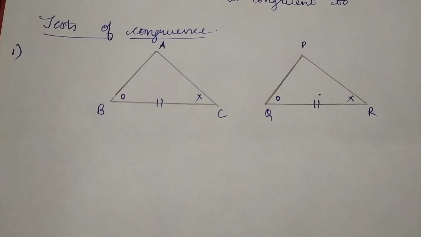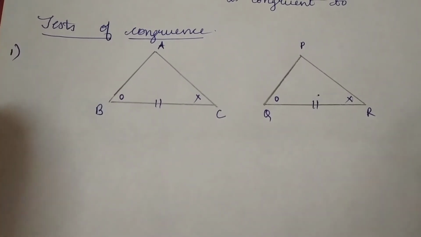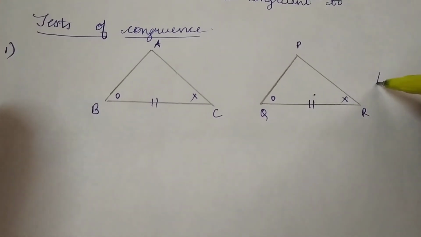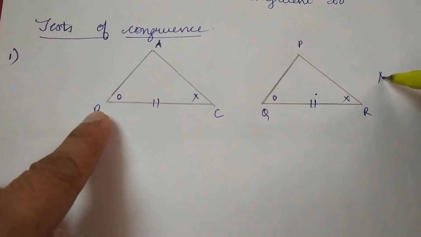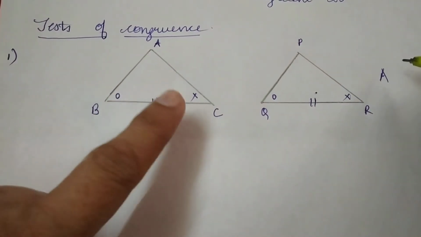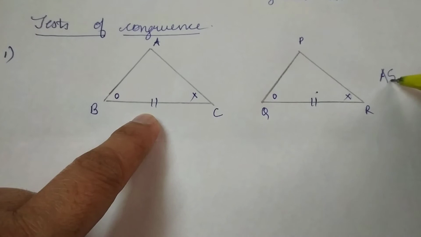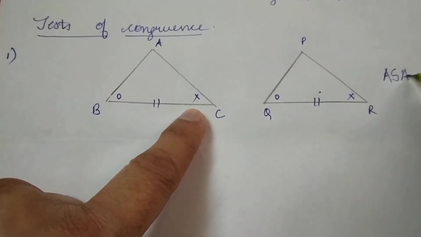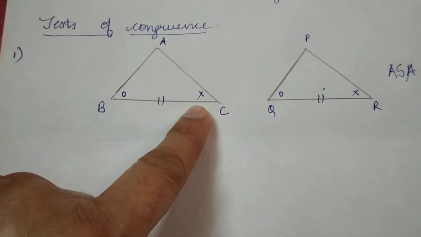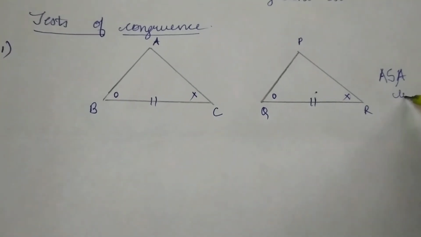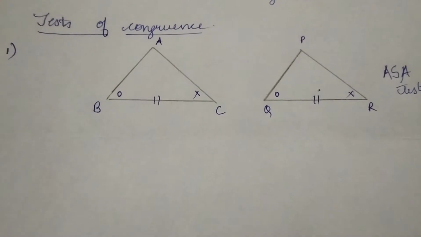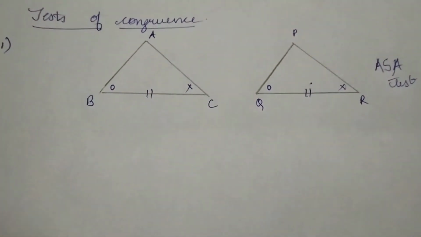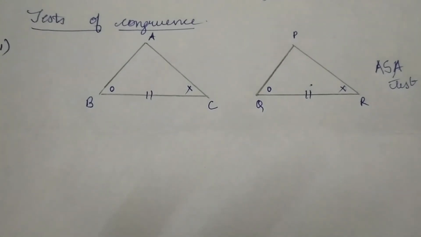So how do we denote this? We will say that these two triangles are congruent by, this is one pair of angles, so we write A for angle, this is a side, so I write S for side, and this is another angle, so I write A. So I will say that the two triangles are congruent by the ASA test. Okay, let us look at the next example.